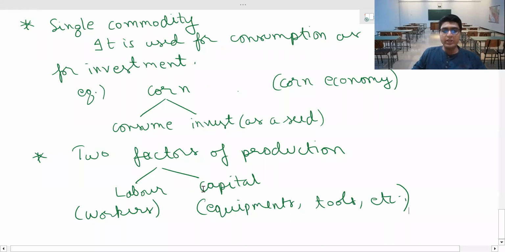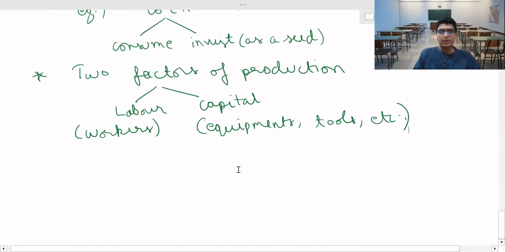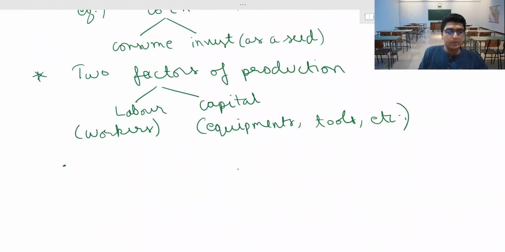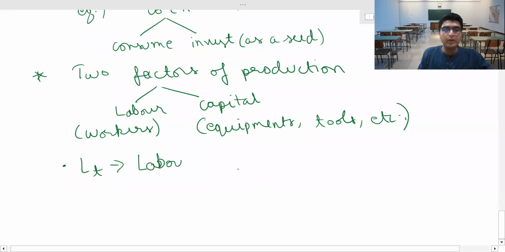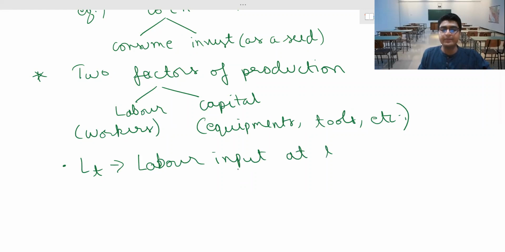So in every model, there are certain symbols that we need to use. Okay, we cannot obviously name the whole thing again and again. We need to use certain symbols. So we'll use the symbol L_t to represent labor input at time period t.